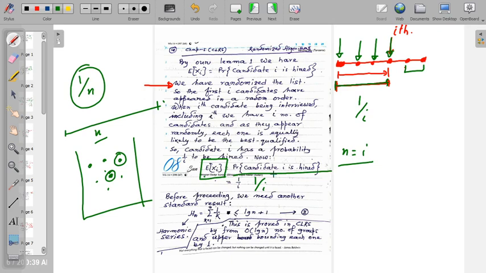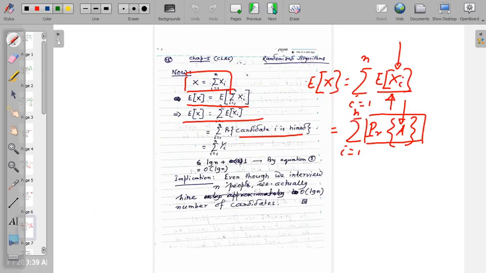So now this thing we will be putting here. So this expectation of x, the probability of that event A is happening. So by our lemma 1, we have got this, and then probability of A we have calculated, this is 1 by I.